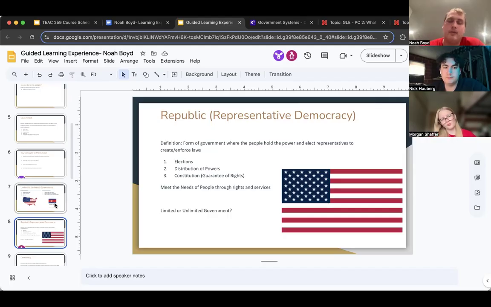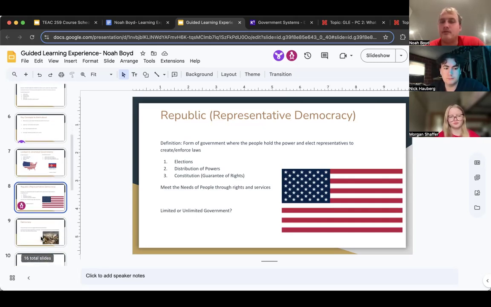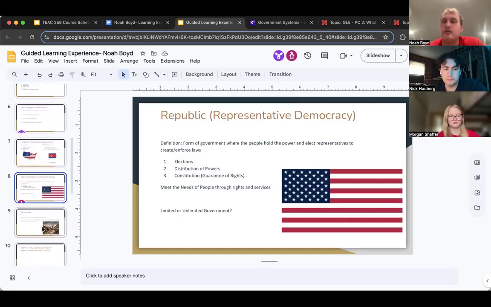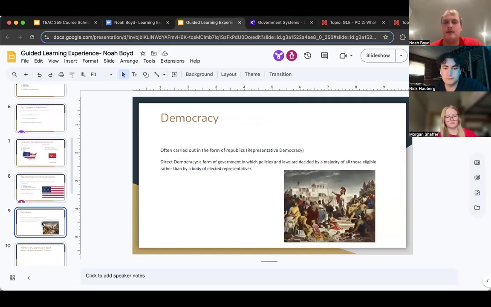And then in republics, they're going to meet the needs of people through rights and services. So kind of the United States, like we talked about, it's going to be social services, and then things like public roads, public schools are going to be provided by the federal government and state government. Yeah, and then for the example, just the United States is the example of a republic and a representative democracy.